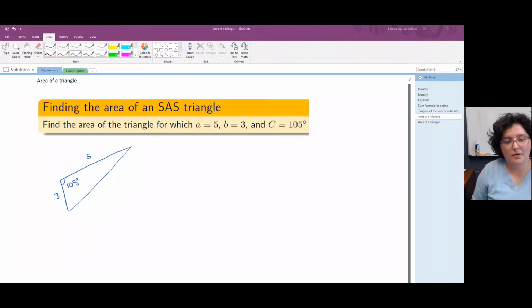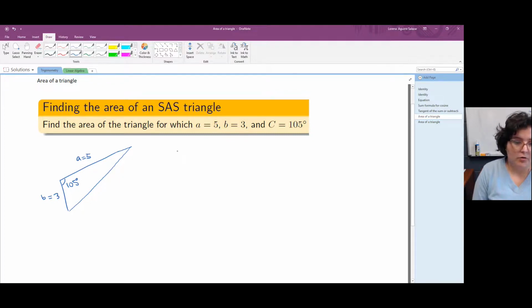Welcome to our video on finding the area of a triangle for which some information is given. So let's suppose that we have a triangle for which A is equal to 5, so the length of this leg is 5. And then B is equal to 3. C, the angle in between the legs that we have the length of, is 105. And we want to find the area of this triangle.